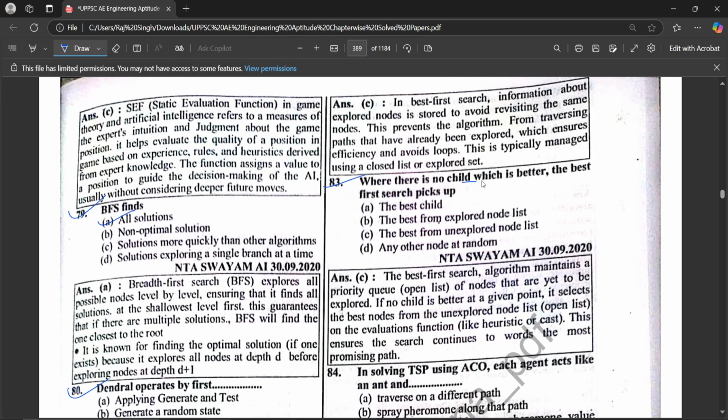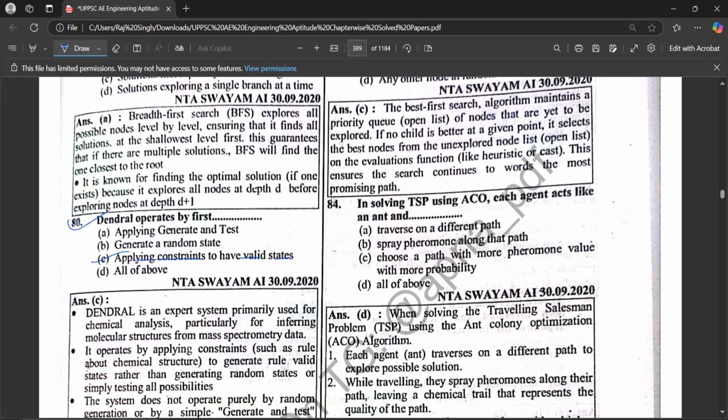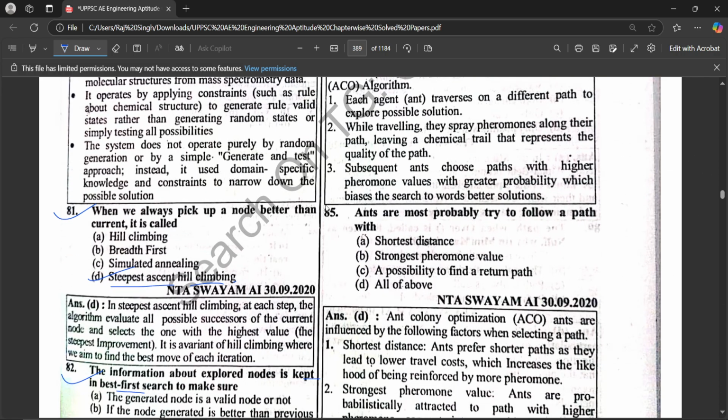Where there is no child, which is better? The best first search picks the best from the unexplored node list. In solving TSP using ACO, each agent acts like an ant traversing different paths. Pheromone along that path: choose a path with more pheromone value with more probability. All of the above. Ants most probably try to follow a path with the shortest distance, to find a return path. All of the above.